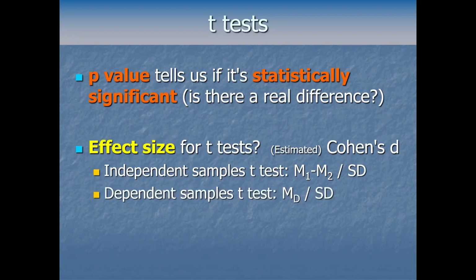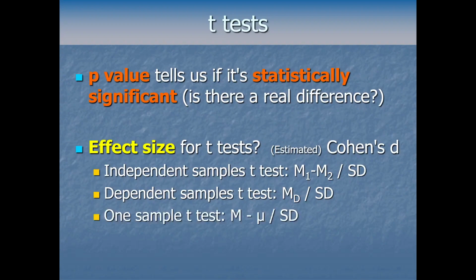For a dependent samples t-test, it's the mean difference. Remember, the average difference between your two conditions, and you divide that by the standard deviation. So it's just how many standard deviations apart the two conditions are. That's all Cohen's d is counting.